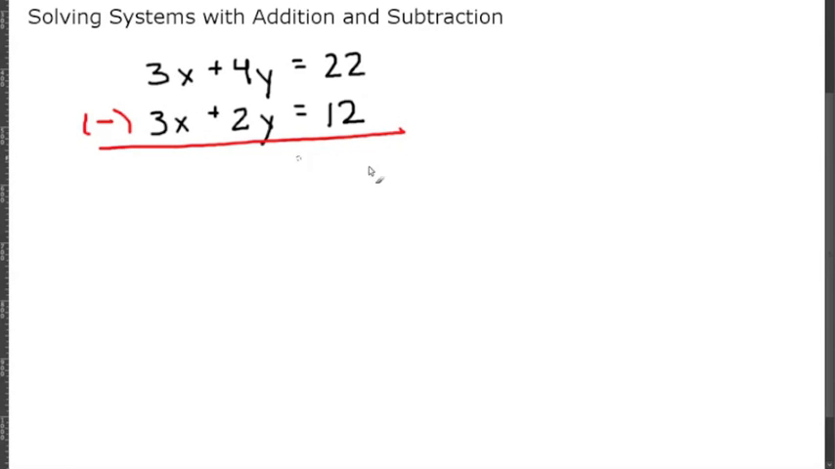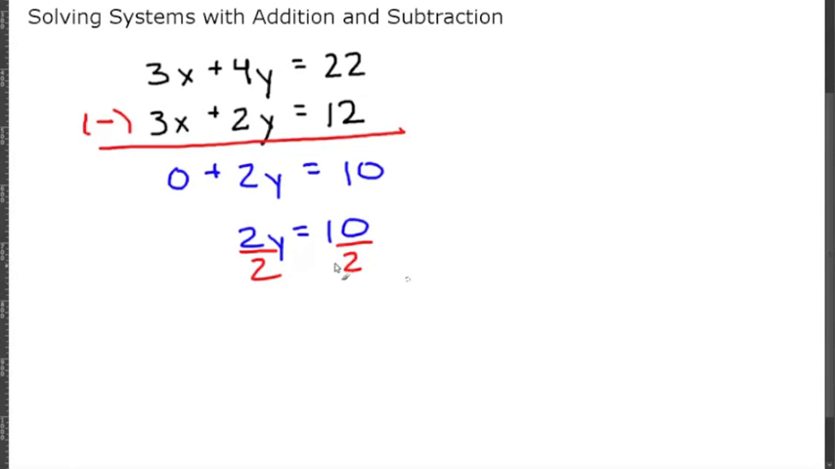So 3x minus 3x is going to give us 0x, or just 0. 4y minus 2y will give us 2y. 22 minus 12 is going to give us 10. So we're going to be left with 2y equals 10. So now we're just going to divide by 2 to get the y by itself. So y is going to be equal to 5. Knowing that y equals 5, we need to solve for x now to get our solution.